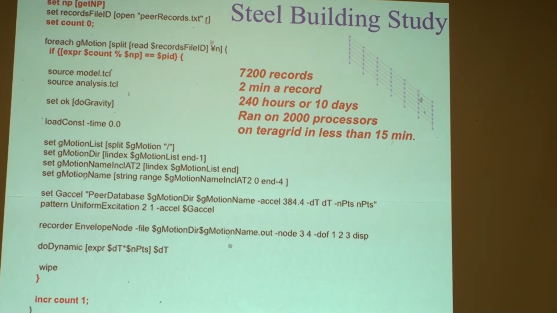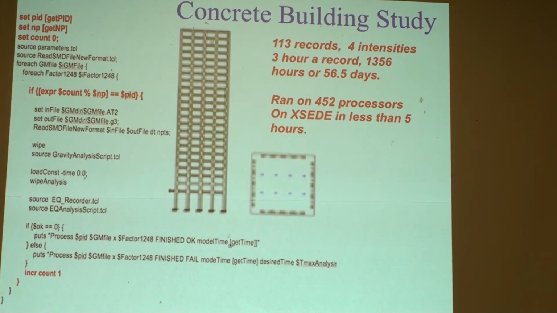So here's an example. We did 10 days' worth of work in 15 minutes once we got it running on a machine. Here's another example: 113 records, and then four things for each record. Again, we have the two for each loops. Inside that inner loop, we put that same line about count modulo NP equals process ID. Again, we have this increment count. We were able to do 2 months' worth of work in less than 5 hours on one of these machines.